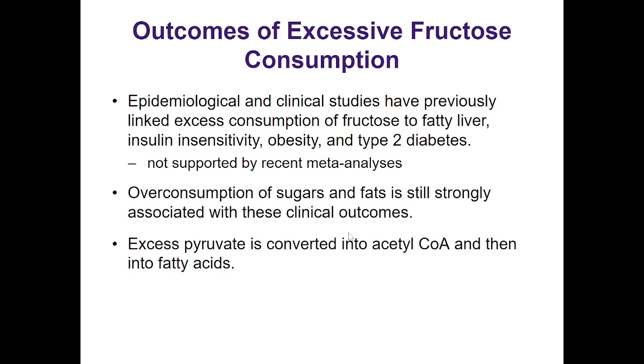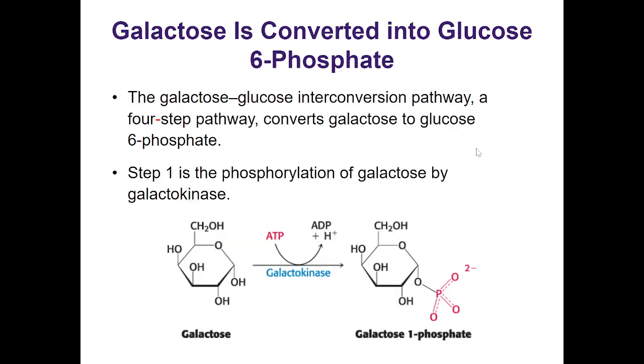So anyways, overconsumption of sugars and fats is most strongly linked to health outcomes of diabetes, obesity, and insulin insensitivity. Basically, it's very much linked to obesity. More exercise will actually link the other way. The excess pyruvate is going to be converted into acetyl-CoA and then fatty acids. The galactose-glucose interconversion pathway, which is a 4-step pathway, converts galactose to glucose 6-phosphate.